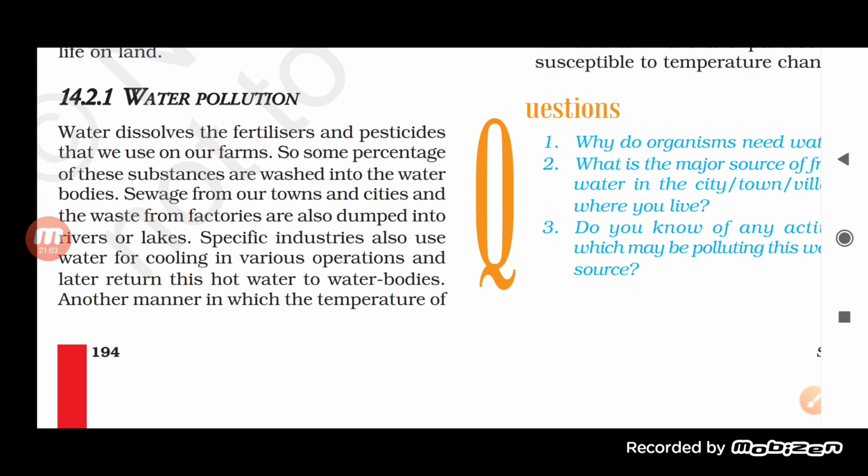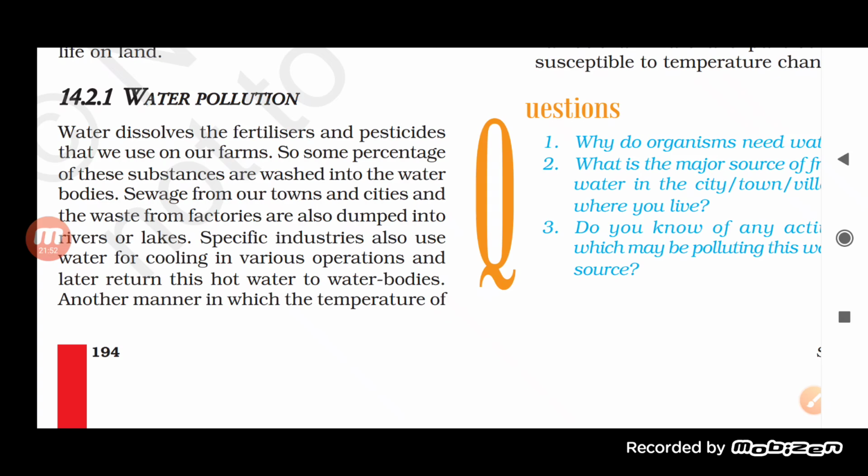Next one is sewage from our towns and cities, and waste from factories, which are also dumped into rivers or lakes. So there are some factors, including the sewage. The sewer line consists of dirty water, because this water is coming from your toilet, or even from bathing and washing. This water consists of many microbes and harmful chemicals also. Okay, so it is important. Normally we used to throw this into the river or into the lake. So sewage collected from the towns and cities is dumped into rivers or lakes.